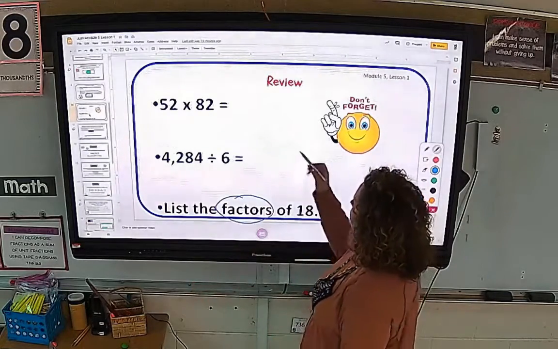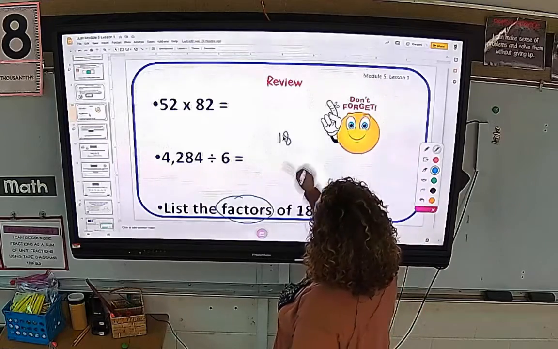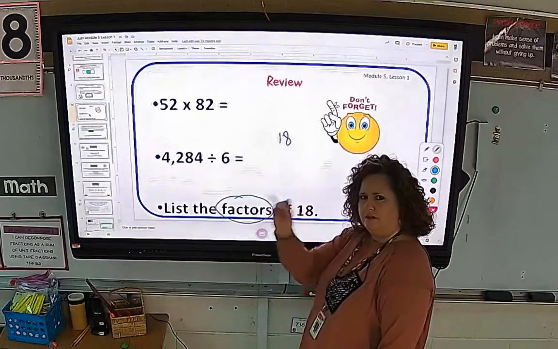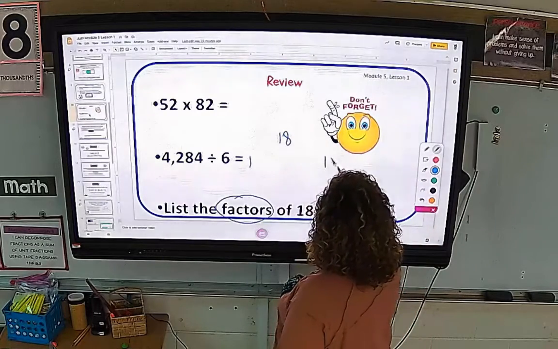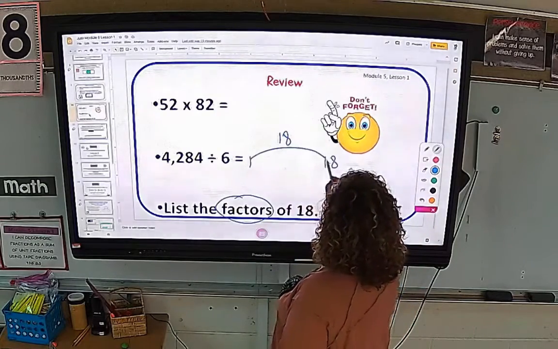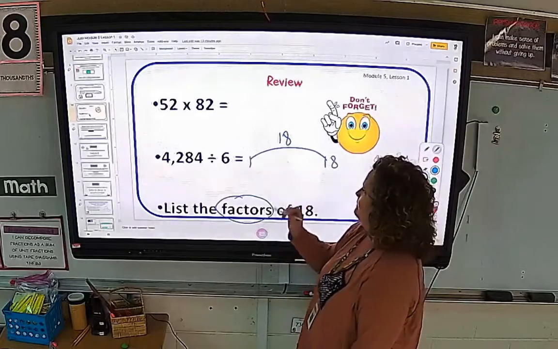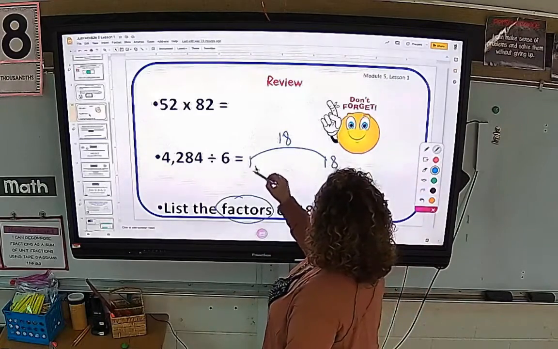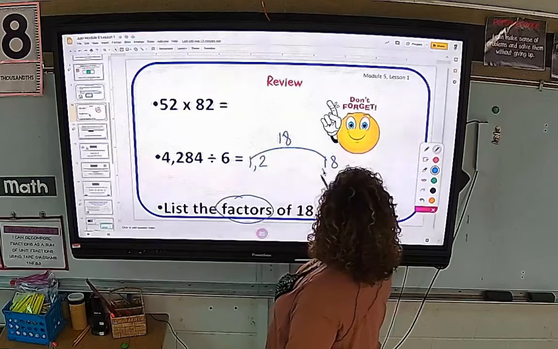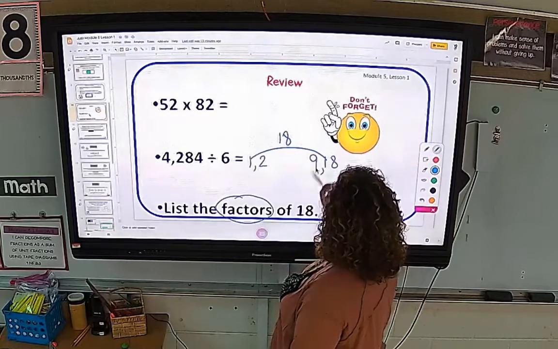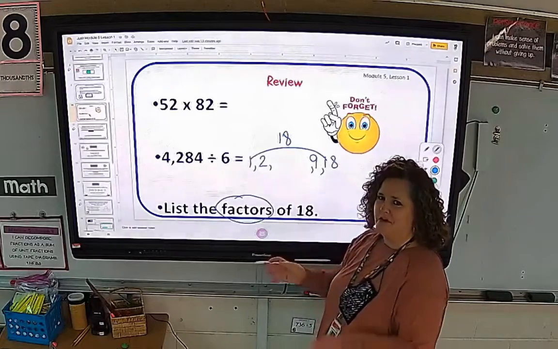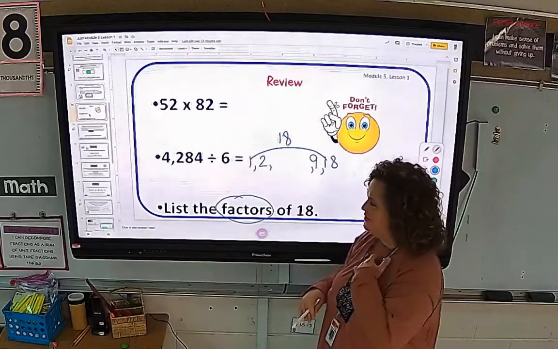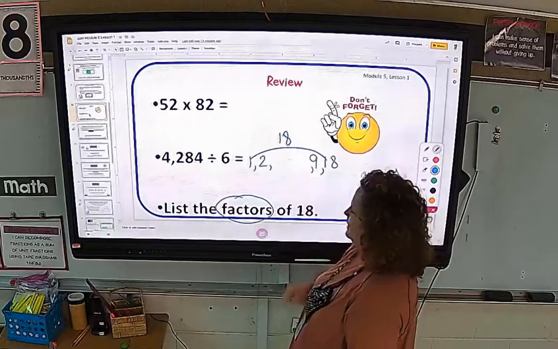So if I want the factors of 18, we're going to make those arcs that look like a rainbow. I know that 1 and 18, 1 times 18 will equal 18. I know it's even, so I know 2 is a factor. Okay, 2 times 9. And I should have told you to make this list, stop the video, and then check yourself. So anyway. All right, what else makes 18?